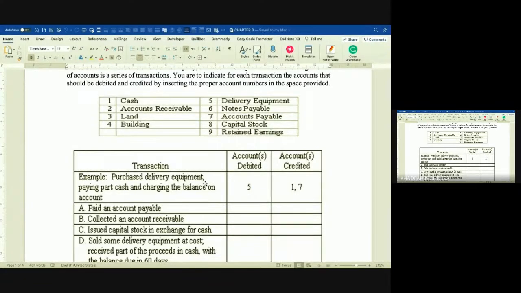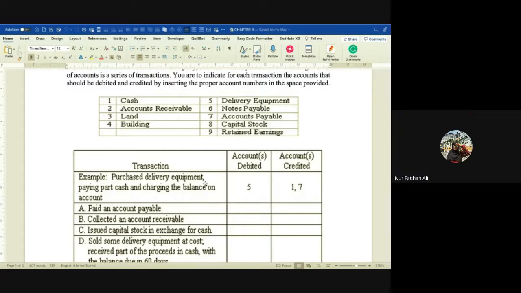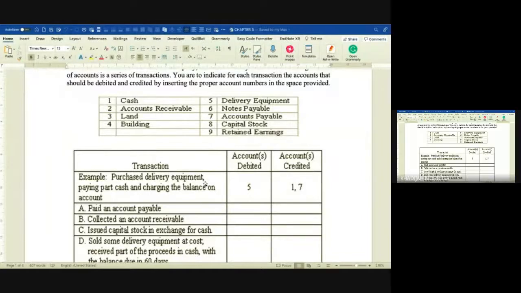Delivery equipment is an asset. When you purchase delivery equipment, is there an increase or decrease in the delivery equipment? Increase. How do you see that increase? You have a shop, now you buy delivery equipment, so it will be sent to your shop. So now there's an increase in your delivery equipment. Because it's an asset, when it increases, you debit your delivery equipment account. So that's why we put account number 5.